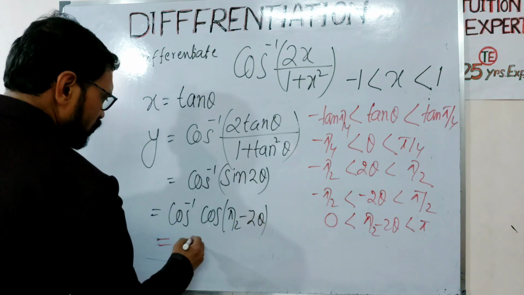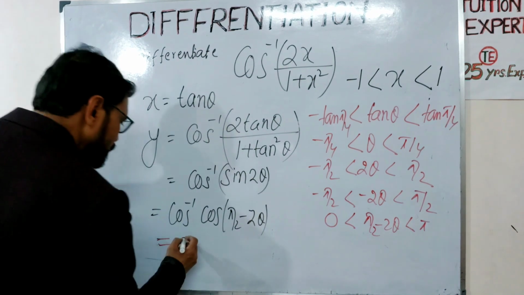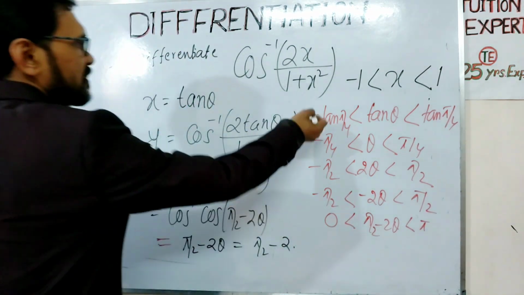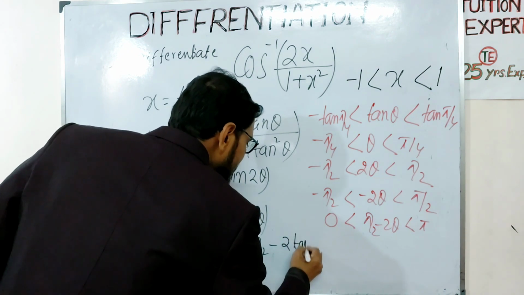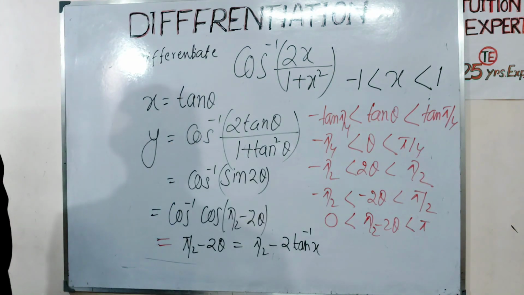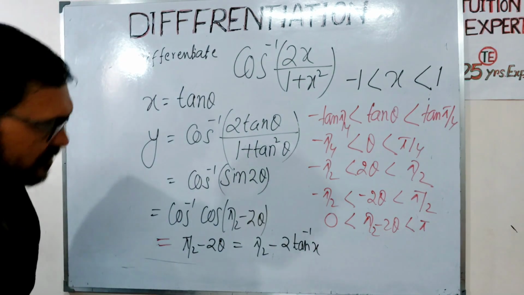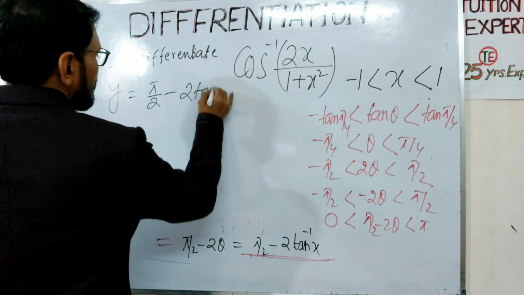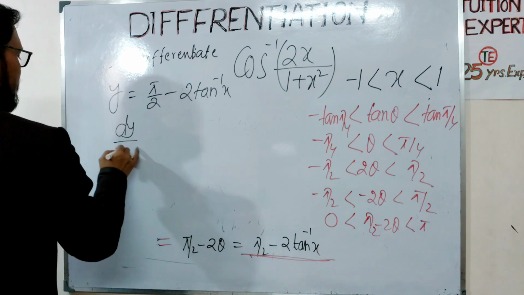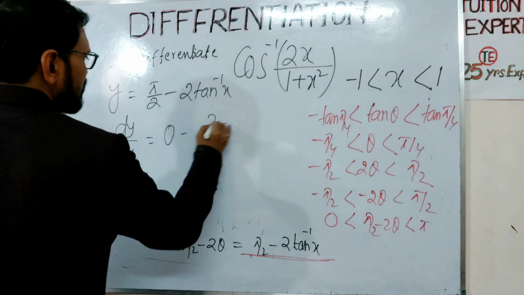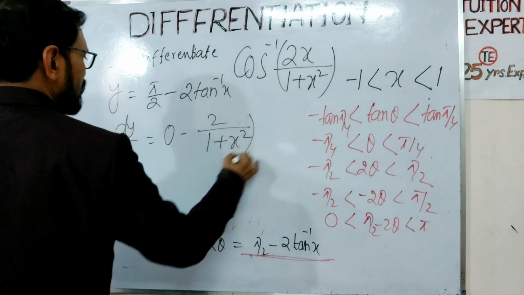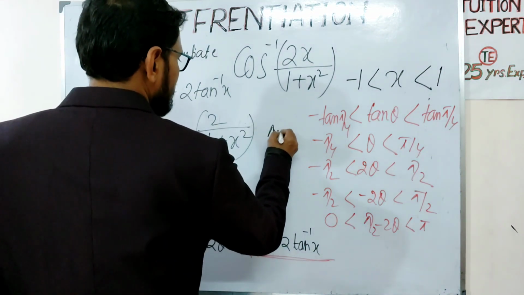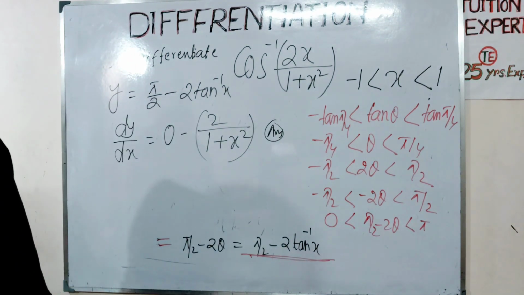So we can write this equal to pi by 2 minus 2 theta. Theta equal to what? Theta equal to tan inverse x. So y equal to, the simplification is this, pi by 2 minus 2 tan inverse x, so dy by dx equal to 0 minus 2 by 1 plus x square. dy by dx equal to this, minus 2 by 1 plus x square. So this is the answer. Next problem.